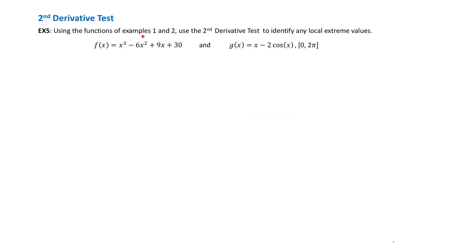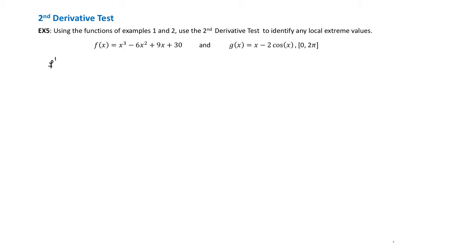Example 5 is asking us to use the same functions of examples 1 and 2 and to use the second derivative test to identify local extreme values. If you remember, the second derivative test is not for concavity or points of inflection. It is for local extrema. So what we need to do there, according to what that test is saying, we're going to find the first derivative so that we can find the critical points.